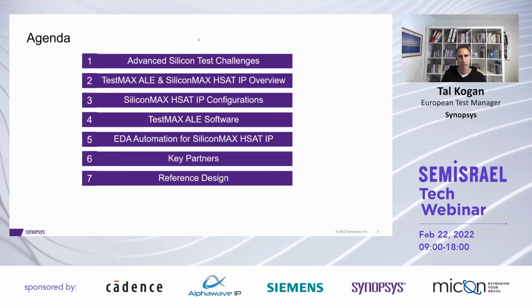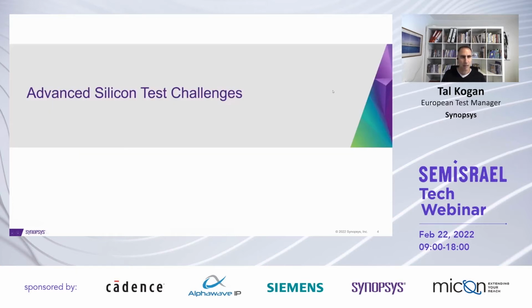Okay. This is the agenda we have for today. I'm going to talk about the advanced silicon test challenges. I'm going to talk about our solution, SMAX-ALE and Silicon Max HSAT IP, and an overview on that. Different configurations that we offer, a bit about the software and EDA automation, and I'm going to also mention some key partners that we have and the reference design for this solution. So with that, let's deep dive into it.